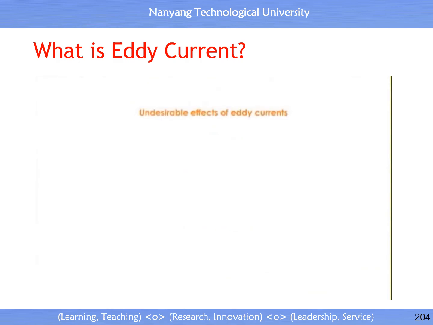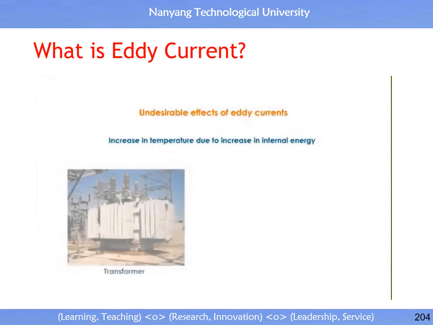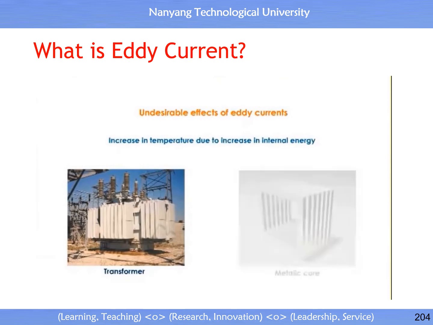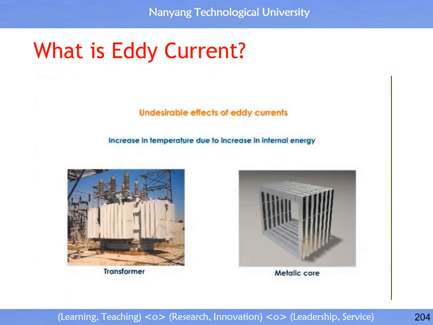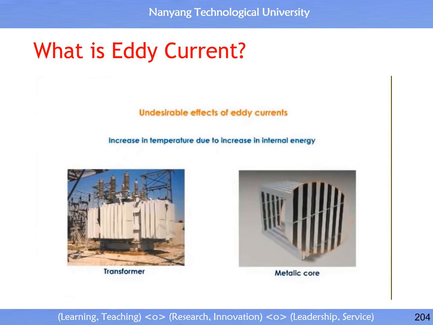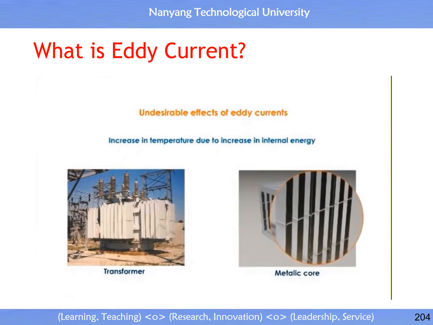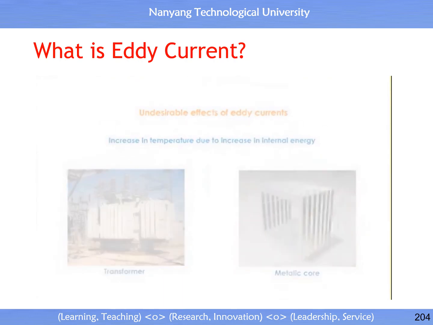In some cases, the eddy currents may produce undesirable effects. For example, they increase the internal energy and therefore can increase the temperature of the material. For this reason, devices like transformers, which are constantly subjected to changing magnetic field, are often laminated, or their metallic core is divided into thin sheets. Each of these sheets is insulated from one another.